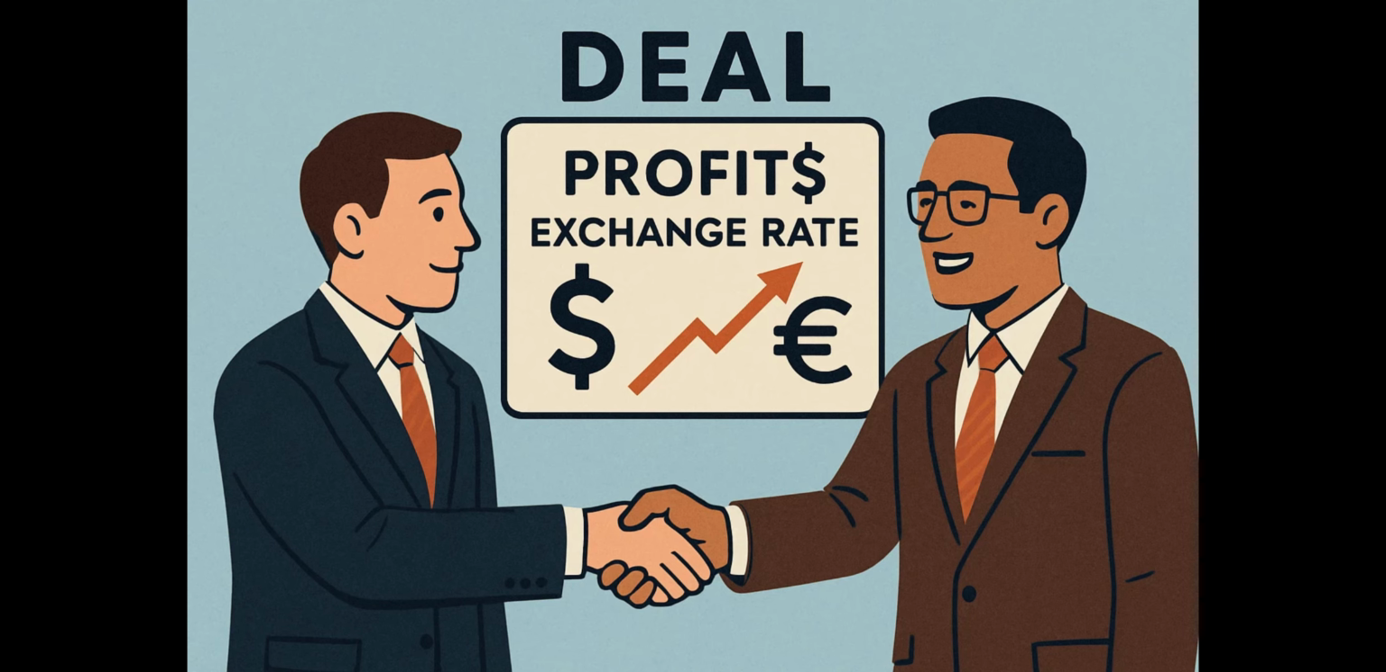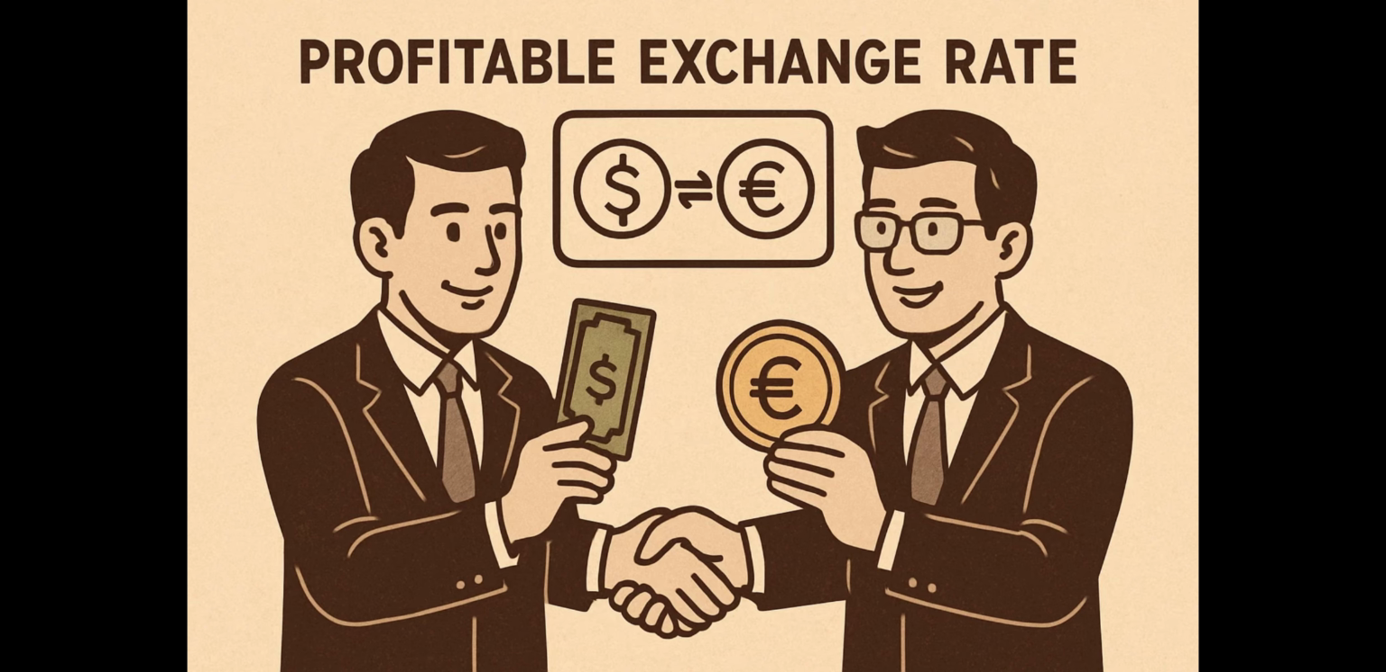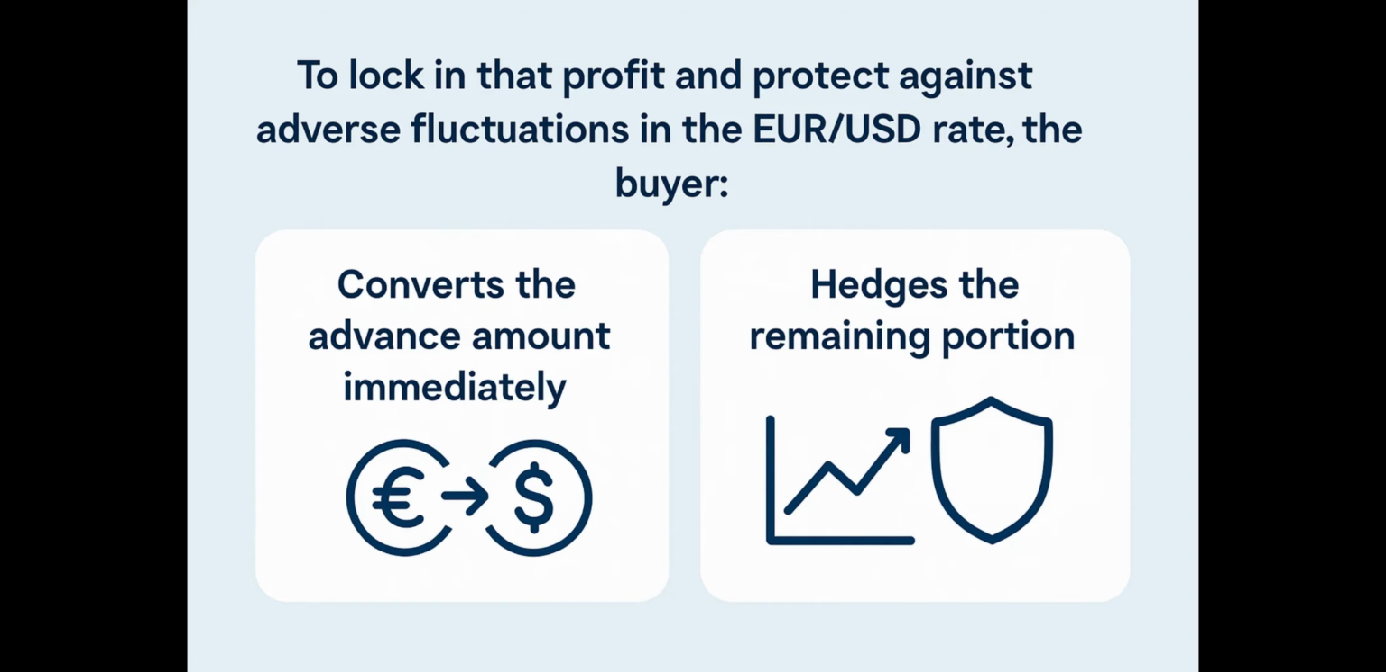The deal is made at this specific moment because both parties are realizing a profit under the current exchange rate. To lock in that profit and protect against adverse fluctuations in the euro to US dollar rate, the buyer converts the advance amount immediately, hedges the remaining portion.